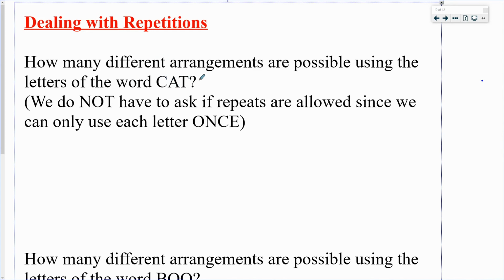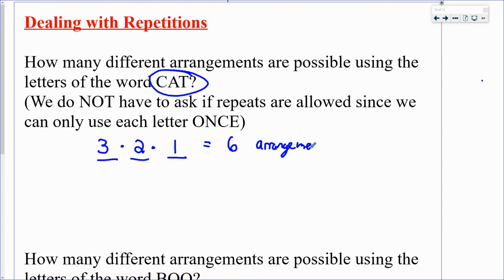So, say you have the word cat. How many different arrangements could you make? We're not making words, we're just making arrangements of those 3 letters. You have 3 letters, and we do not have to ask if repeats are allowed, since we can only use each letter once. So how many letters do you have to choose from for the first one? You have 3, and then you've used 1, so you have 2 letters left, and then you've used 1, and you have 1 left. So there would be 6 arrangements.